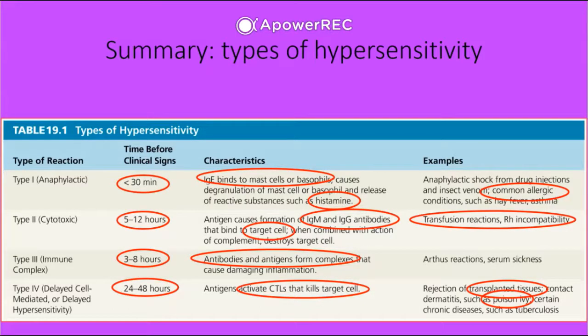And again, for the exam, I want you just to pay attention to the things in red here. Of course, I didn't circle the names for the types of reactions. You'll need to know those, but the information you need to know for those are circled in red on this table.